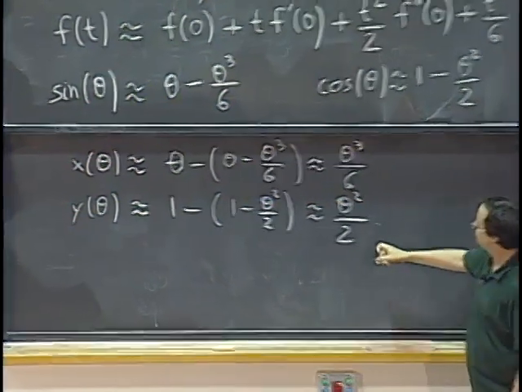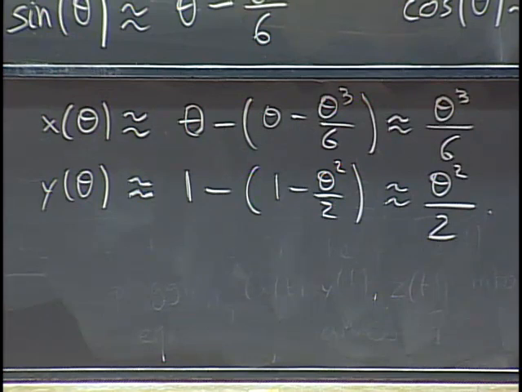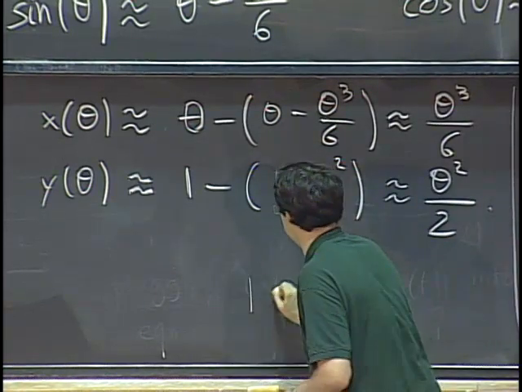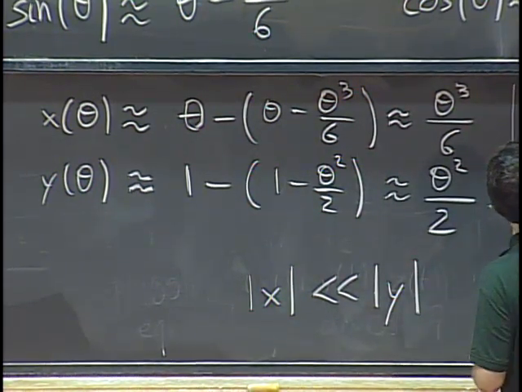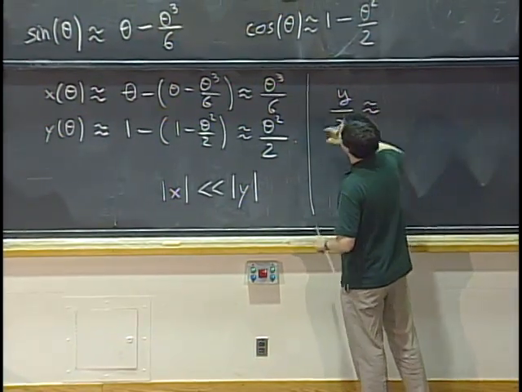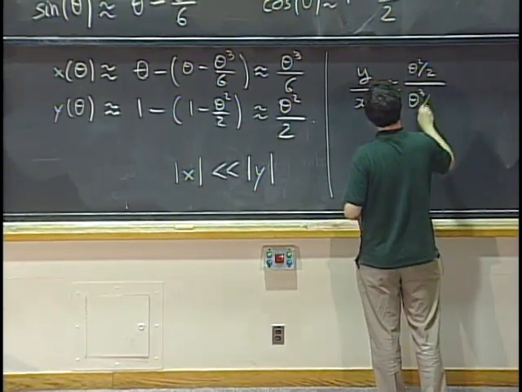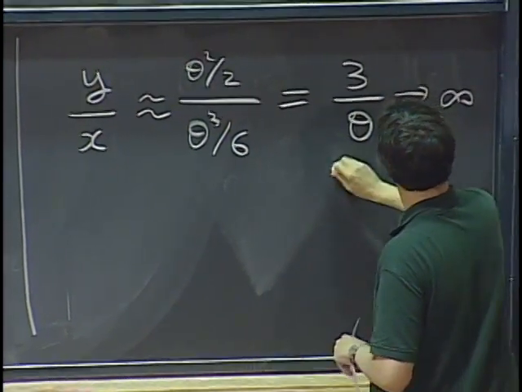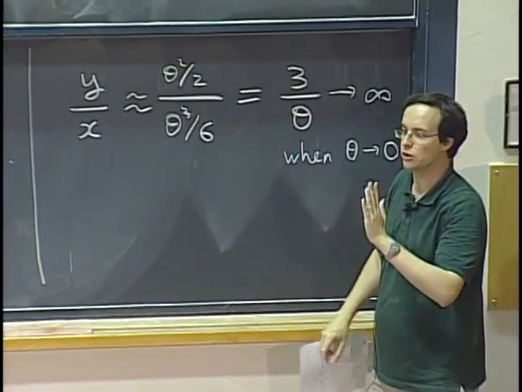So now which one of them is bigger when theta is small? Yeah, y is much larger. If you take the cube of a very small number, it becomes very, very small. So in fact, x in absolute value is much smaller than y. And what we can do is look at the ratio between y and x, which tells us the slope with which we approach the origin. So y over x, let's take the ratio of these two. That gives us 3 divided by theta. That tends to infinity when theta approaches 0. So that means that the slope of our curve near the origin is actually infinite.